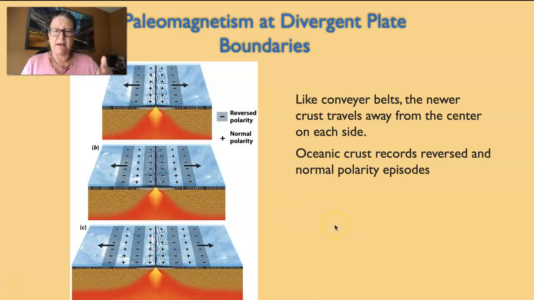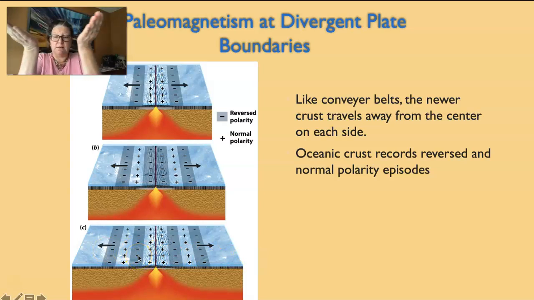It's almost like a scanner code when you go shopping. It's got a very unique pattern, and importantly, it's symmetrical about the ridge. This side mirrors this side because they're both spreading symmetrically away from each other.